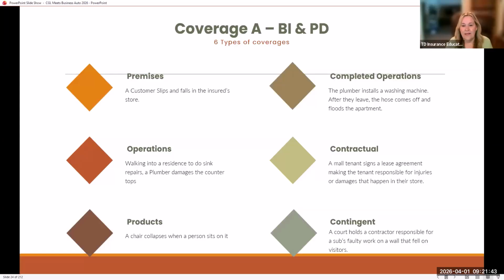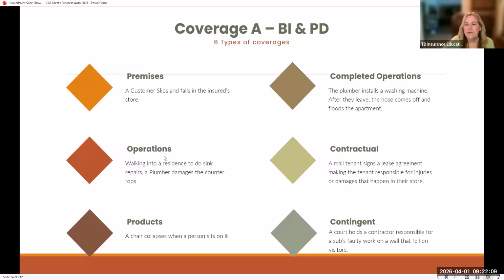We may have an easement, somebody that rents out their land to someone. So there are some contractual responsibilities, but you can't just assume someone else's liability unless it is an insured contract. So we'll talk about those different things there. Contingent, sometimes a general contractor will be responsible for their subcontractors' faulty work. And so those are some exposures.